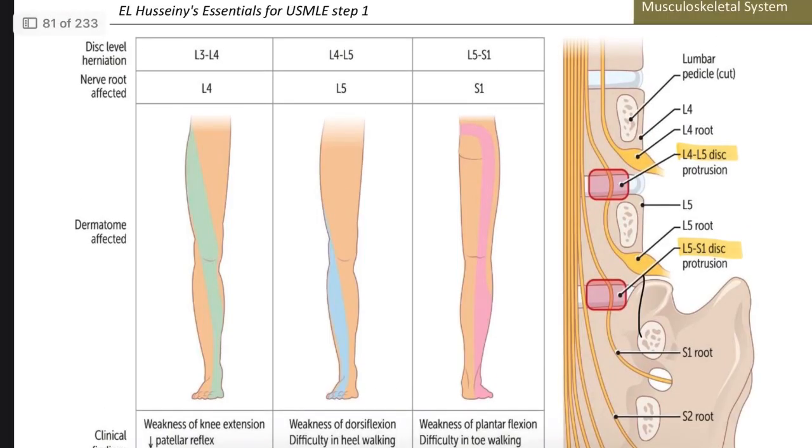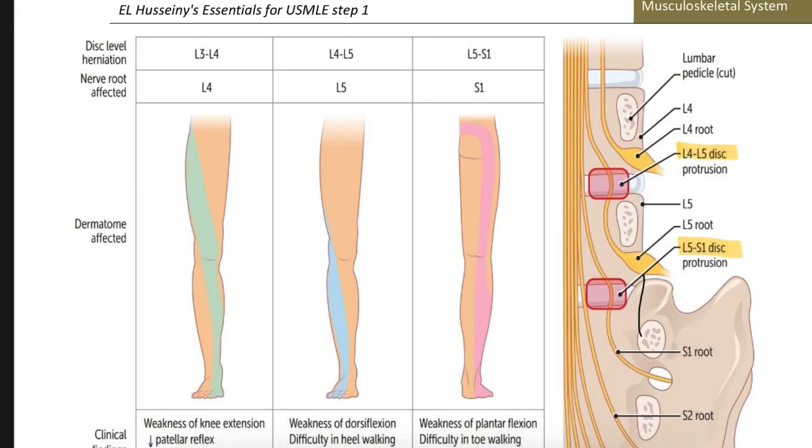Now we can divide this by level, easily based on dermatome. If the disc level is L3 to L4, the L4 nerve root is affected. In clinical findings we can see weakness of knee extension and decreased patellar reflex. The pain sensation dermatome will be like this, so based on the dermatome we can easily find out the vertebral level.